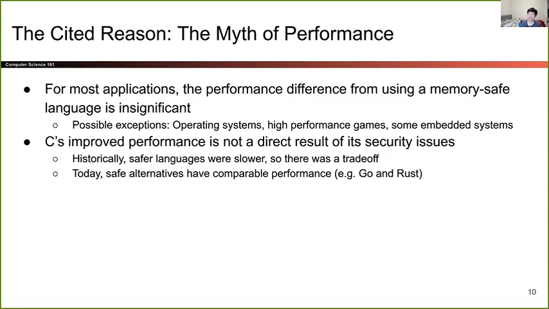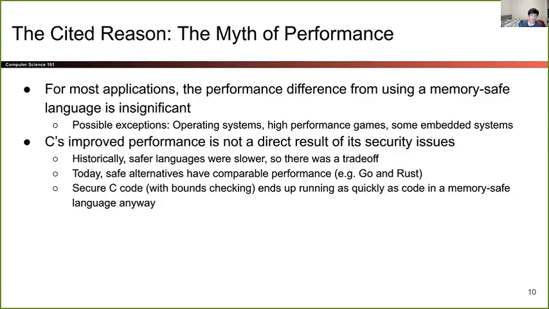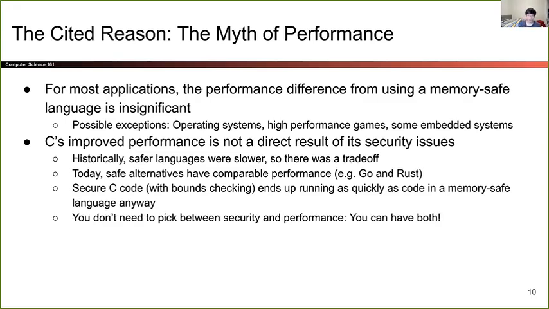And something like Go actually has an even better concurrency model than C does. So Go lets you perform even faster than C in some cases if you're writing a heavily threaded application. And yeah, I mentioned this already, when you write secure C with all these bound checking, you're basically writing the same code that you would get in Rust, but it takes you a lot longer to write. So you don't need to pick between security and performance. Nowadays, you can actually have both.